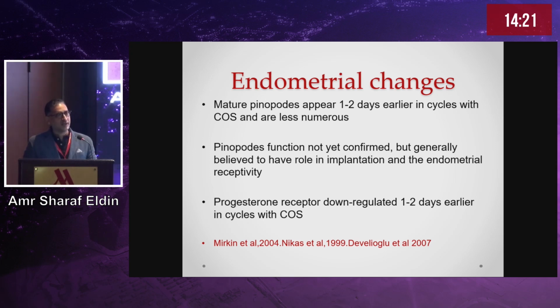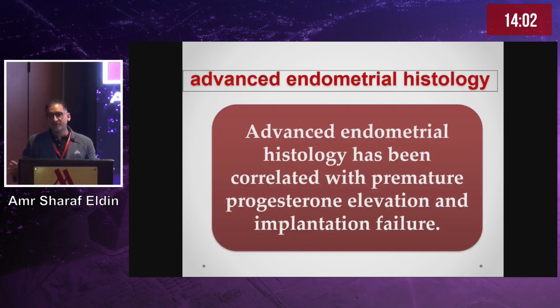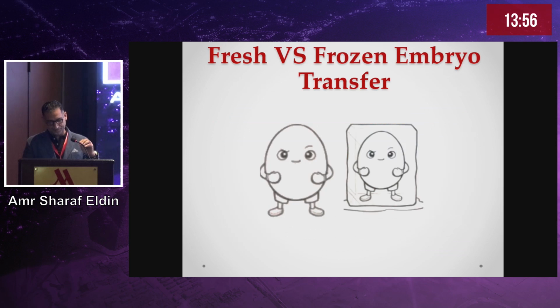Mature pinopodes appear one or two days earlier in the cycle with controlled ovarian stimulation. Pinopode function is not confirmed up till now, but generally speaking, it has a role in endometrial receptivity and implantation. Advanced endometrial histology has been correlated with premature progesterone elevation and implantation failure.